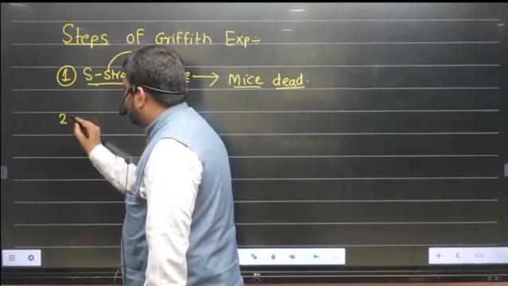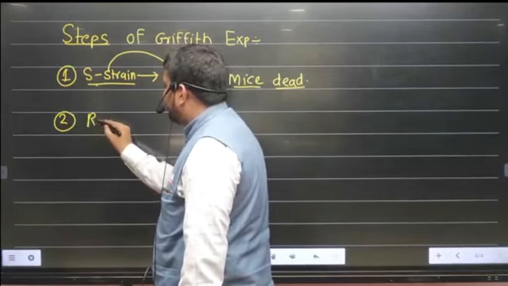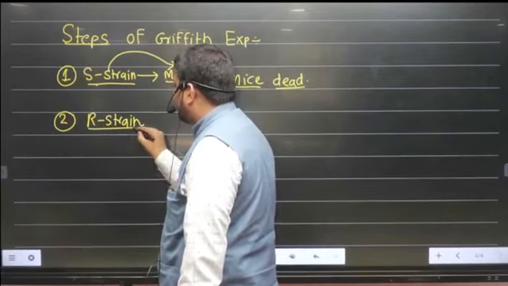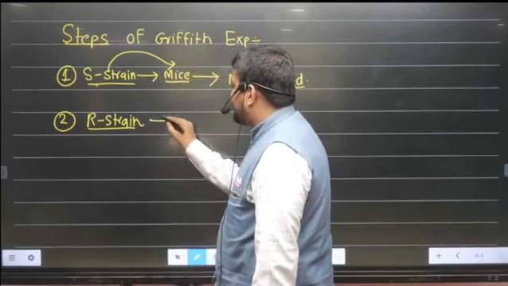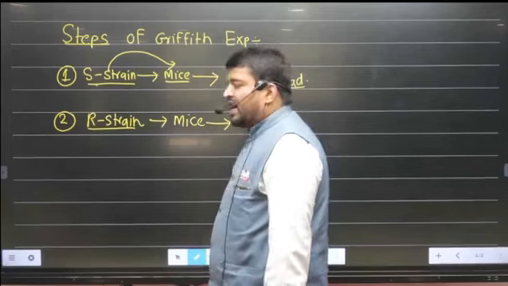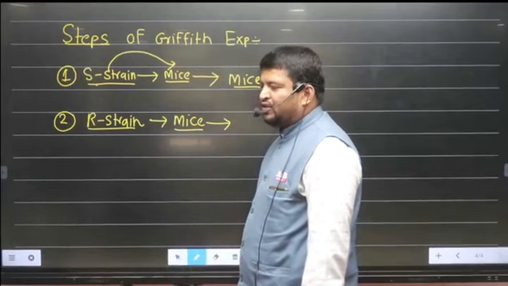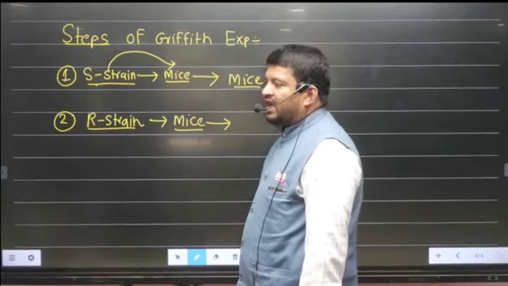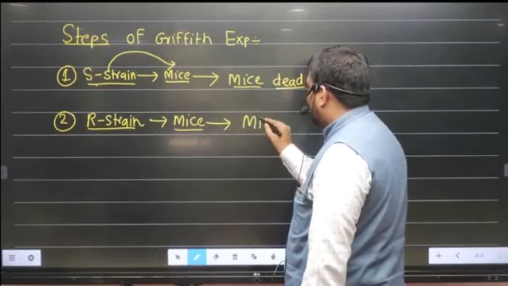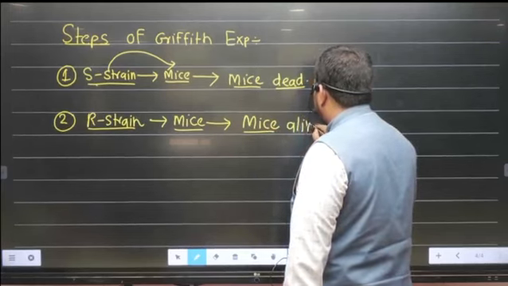In the second step, the scientist Griffith injected the R strain of the bacteria into mice, and as we know, the R strain is non-pathogenic. Due to this, in this step the mice remained alive.